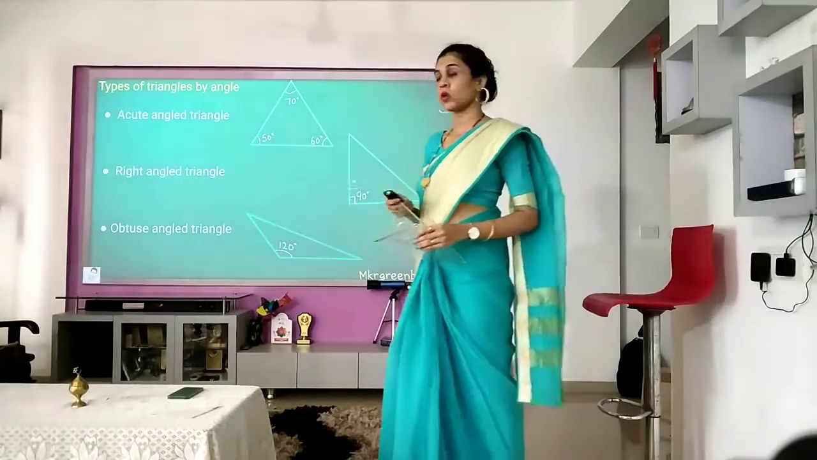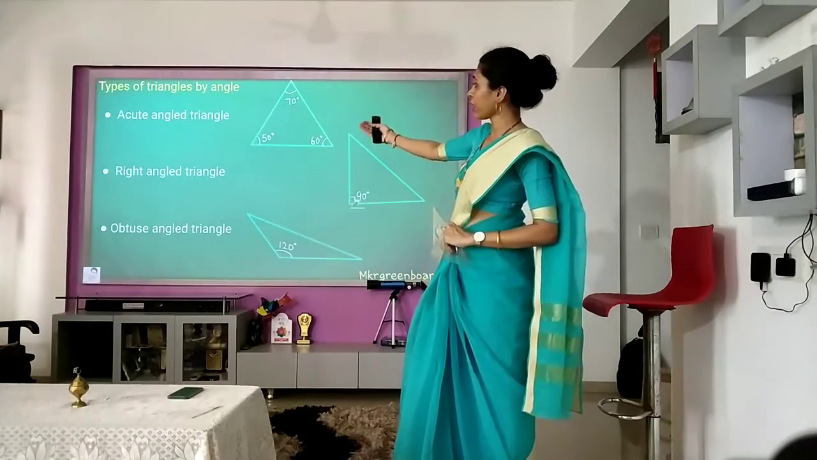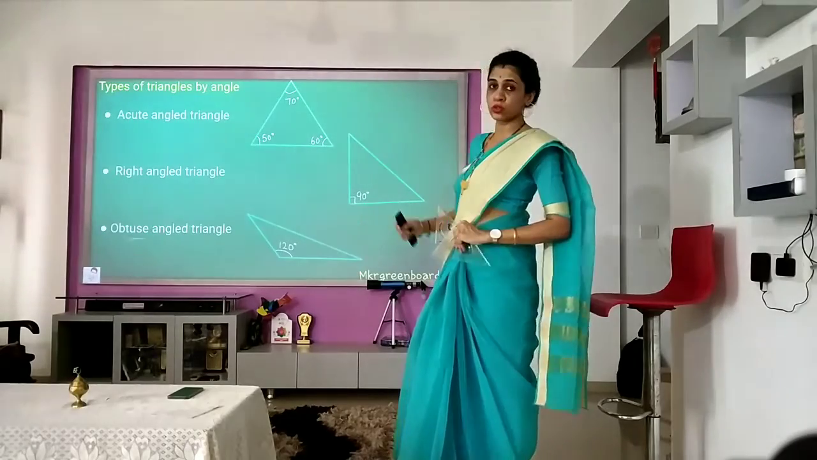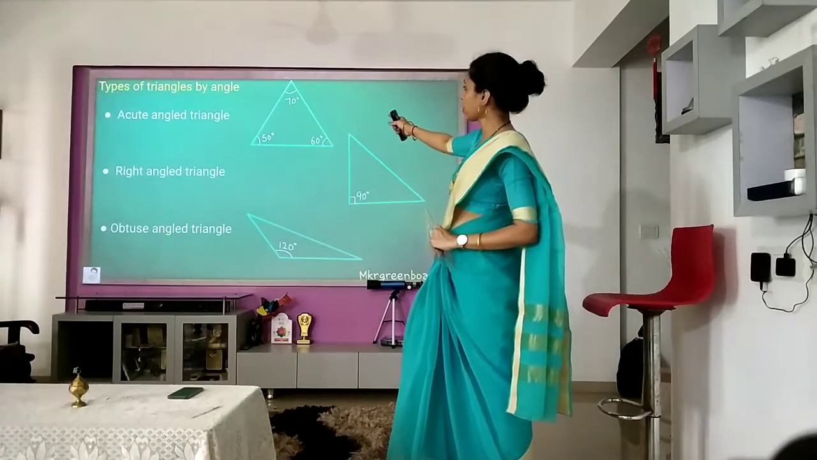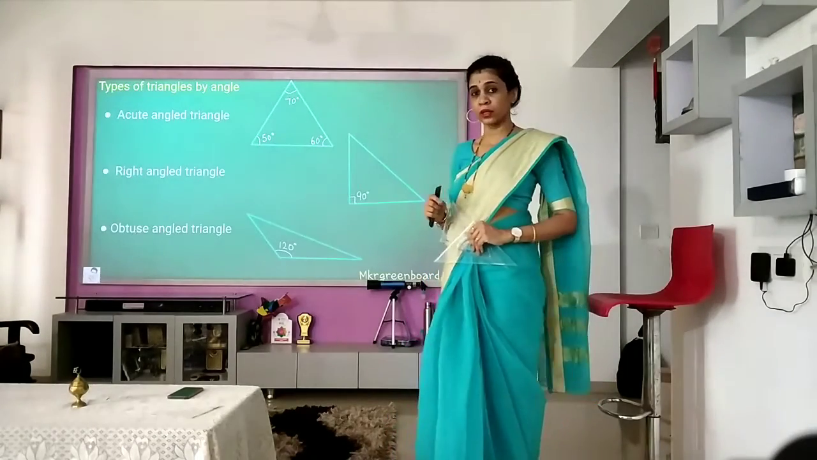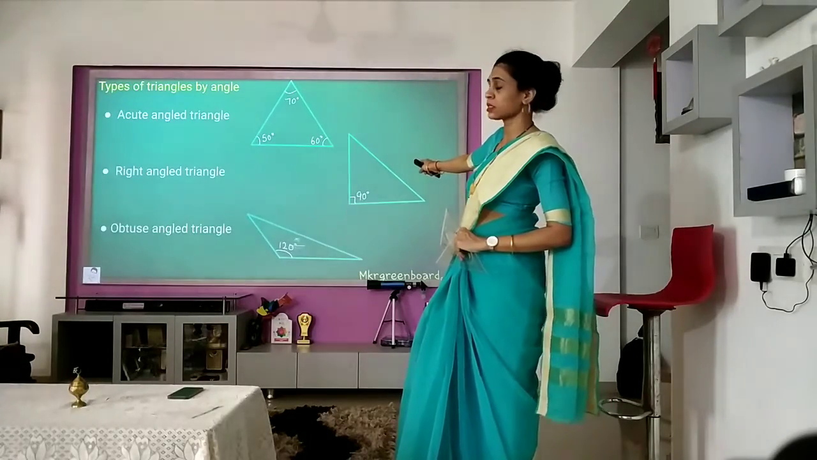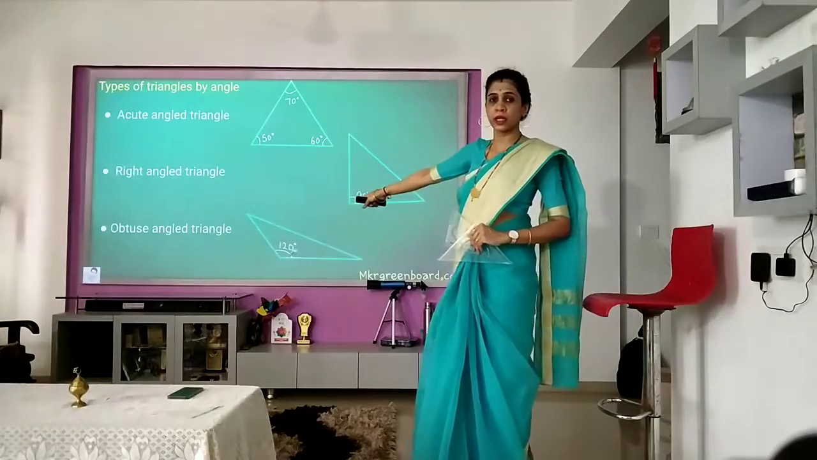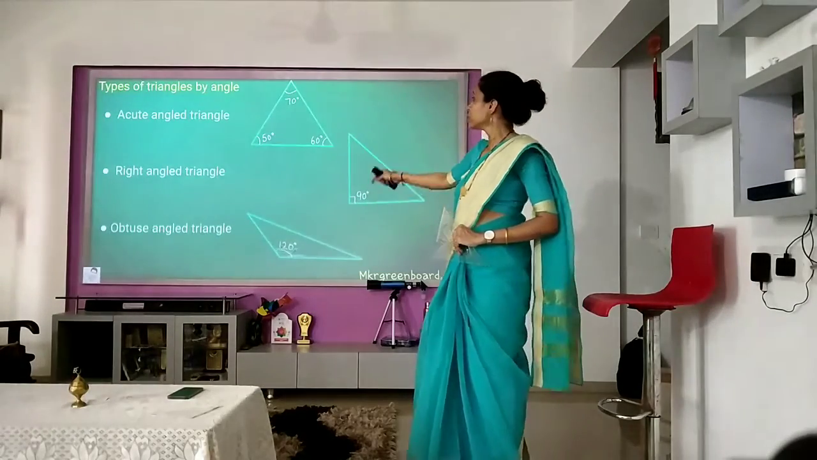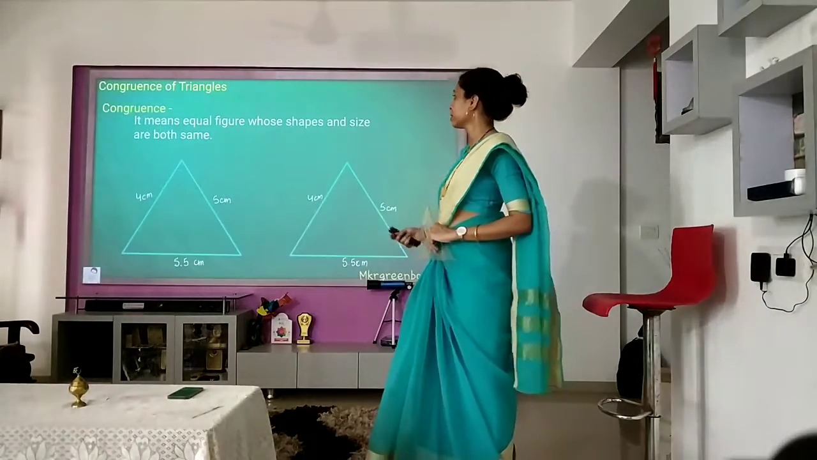Now we can also classify triangles as acute angle triangle, right angle triangle and obtuse angle triangle. In an acute angle triangle, you can see that all the angles are acute. In a right angle triangle, one of the angles is 90 degrees. In an obtuse angle triangle, you can see 120 degrees, which is more than 90 degrees, and it is an obtuse angle. So you can see that we have classified triangles in three categories.